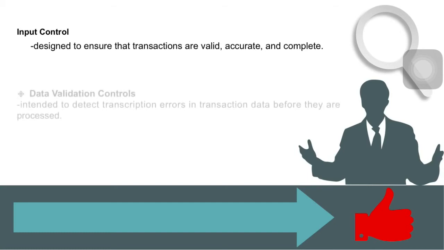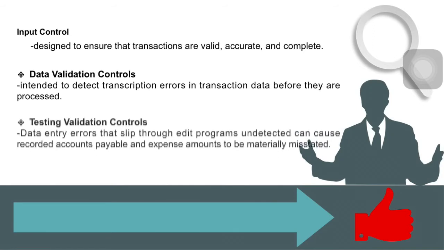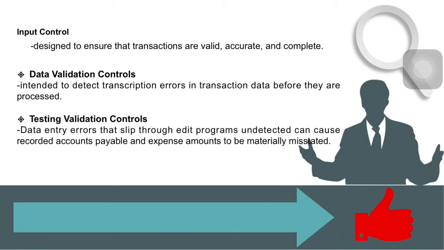First, we have the data validation controls. They are intended to detect transcription errors in transaction data before they are processed. Since errors detected early are less likely to infiltrate the accounting records, validation procedures are most effective when they are performed as close to the source of the transaction as possible. Second, testing validation controls. Data entry errors that slip through edit programs undetected can cause recorded accounts payable and expense amounts to be materially misstated.